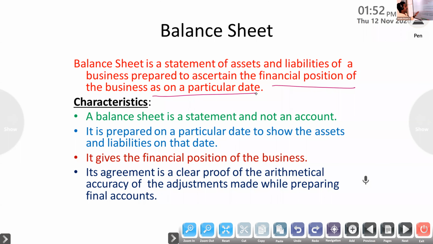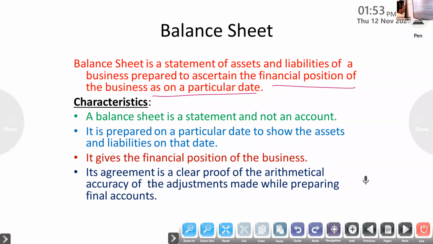So after preparation of the trading and profit and loss account, some item balances will be there in the trial balance. So that's why it is called a sheet. It is a sheet of balances of accounts which still remain in the trial balance after the preparation of trading and profit and loss account. It is prepared at the end of the accounting period to know the financial position, what he owns and what he owes.